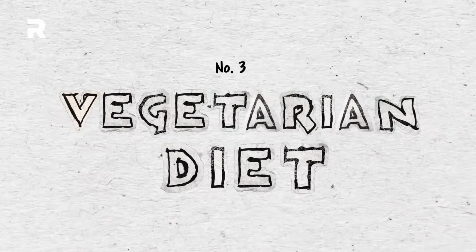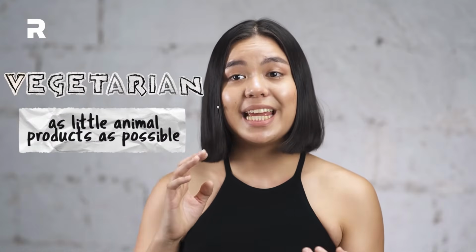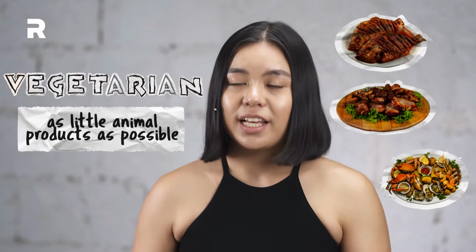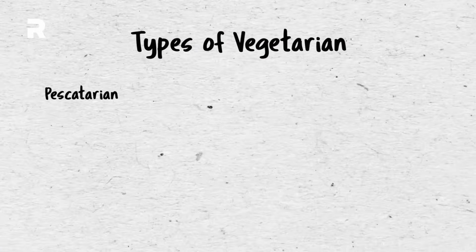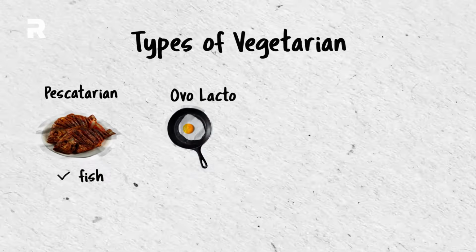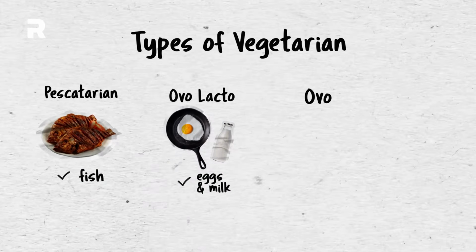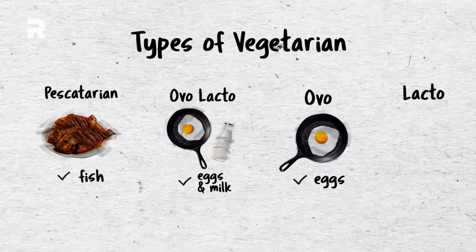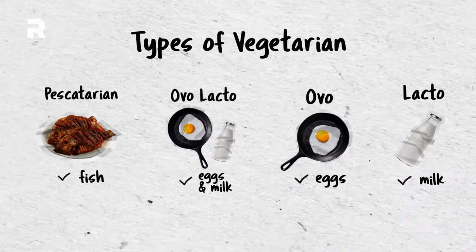Number 3, vegetarian diet. So this is often confused with a vegan diet, which we'll talk about later. But a vegetarian diet mostly is a diet that is consuming as little animal products as possible. So this is often limiting your intake of fish, meat, and seafood. There are different types of vegetarian. You have your pescatarian, who still consumes fish. You have your ovo-lacto-vegetarian, who still consumes egg and milk. And you also have your ovo-vegetarian, who just consumes egg, and a lacto-vegetarian, who just consumes milk. And I know it's quite confusing, but just remember that a vegetarian usually doesn't consume meat products.